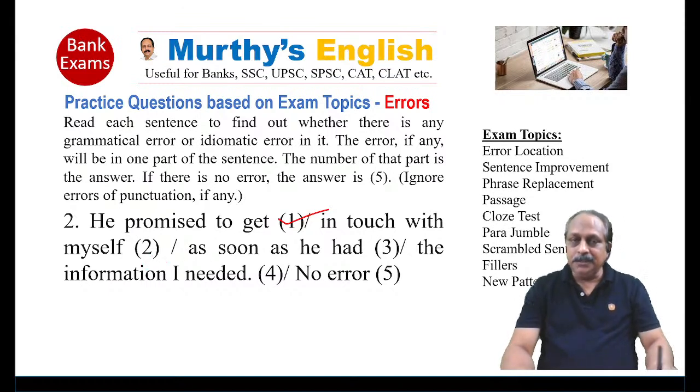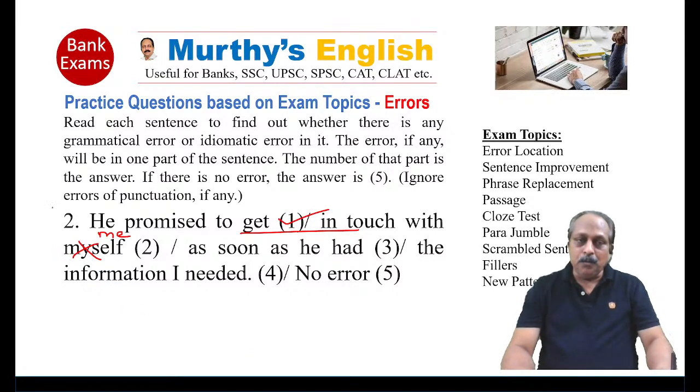No, no, get in touch is perfect. Get in touch, keep in touch. Nothing wrong with that. Myself or me? He promised to get in touch with me. Here you have to use a pronoun in the object form. You cannot use a reflexive form or emphatic form. This is a common error.